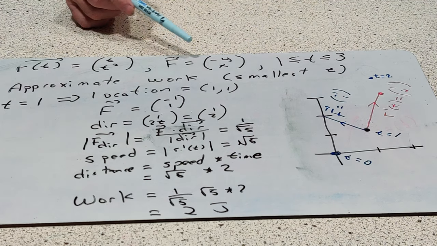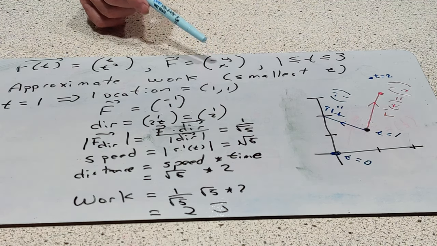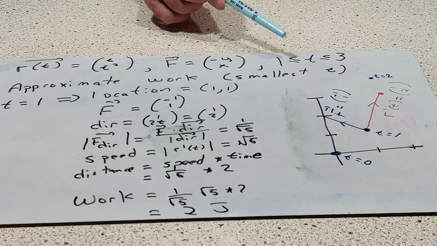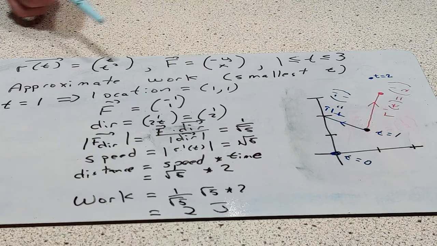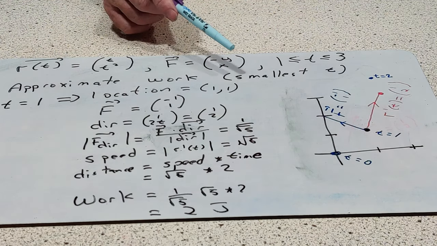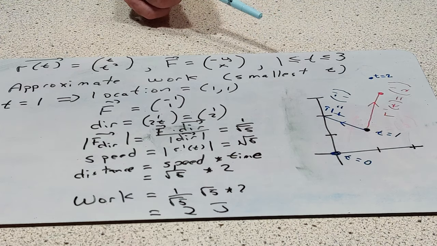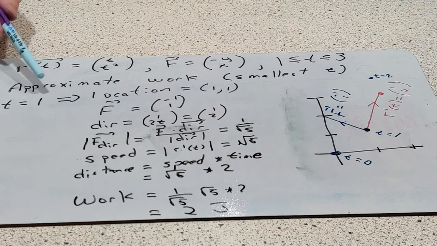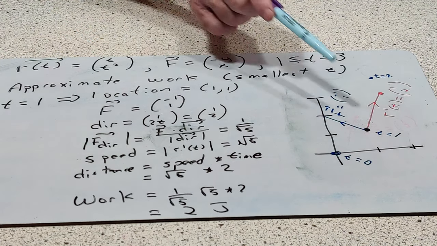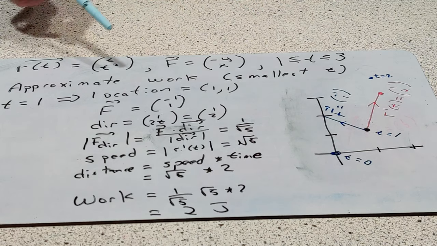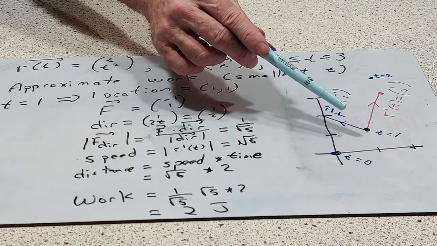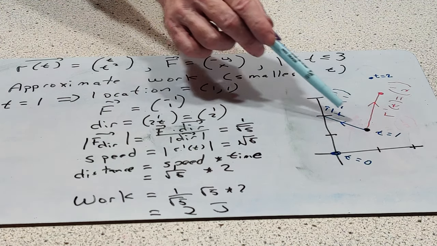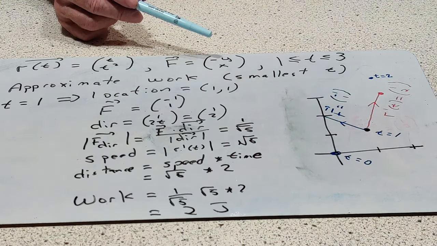Our force is given by minus y, x, and we're interested in the amount of work this force does along this trajectory when t goes from 1 to 3. We're going to approximate this work using the smallest t in this region. The smallest t is t equals 1, and when t equals 1, our location is 1, 1, so we'll be at this point. The force at 1, 1: we substitute x equals 1, y equals 1 into F, and we get minus 1, 1. This is our force at the location 1, 1.